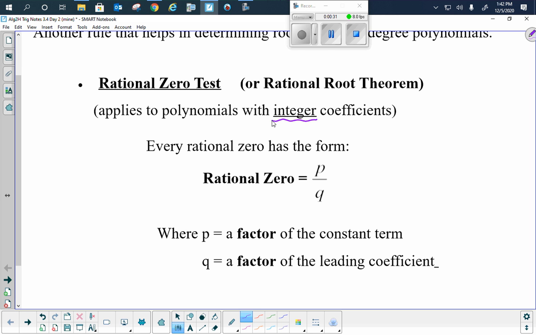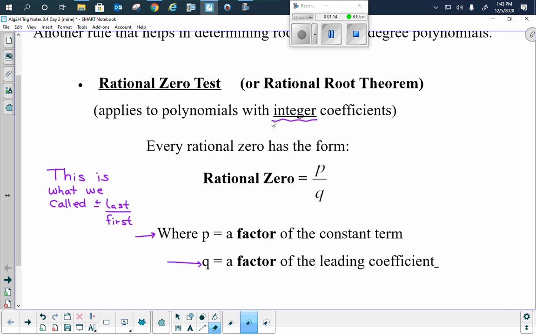Every rational zero has the form of P over Q. This is what you and I called plus or minus last over first. They're just using P and Q, where this is the same thing as us. The last, or the P, was a factor of the constant term, and the first, or the Q, was a factor of the leading coefficient, as long as you've got your polynomial in descending order.